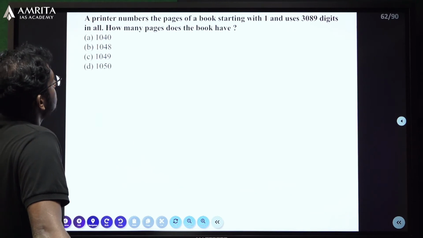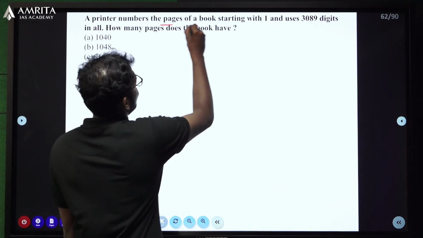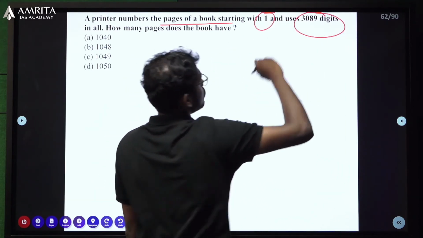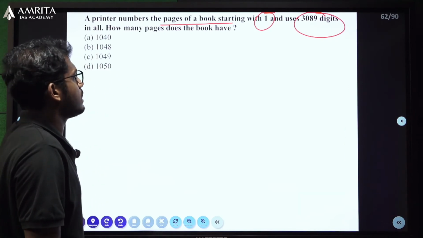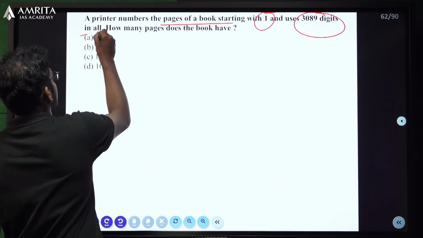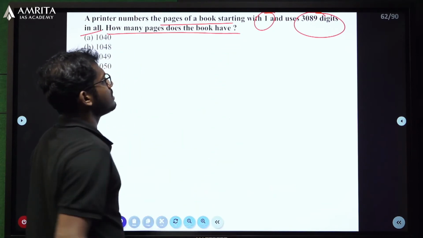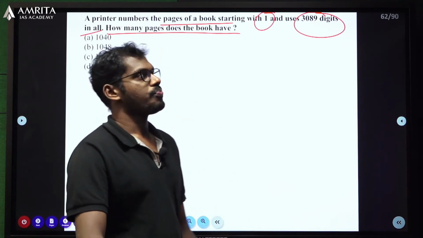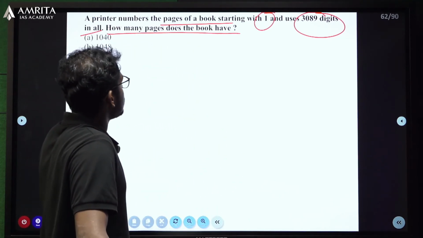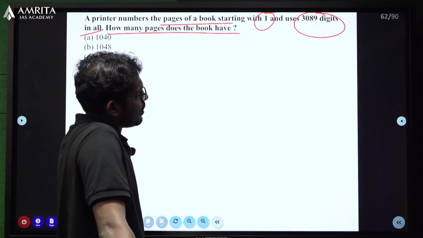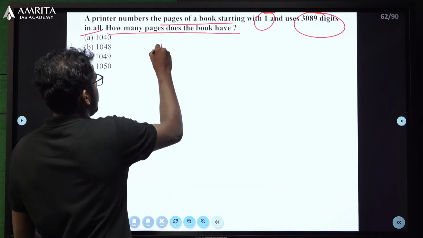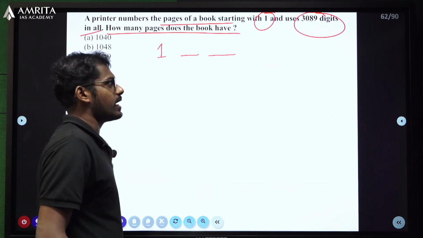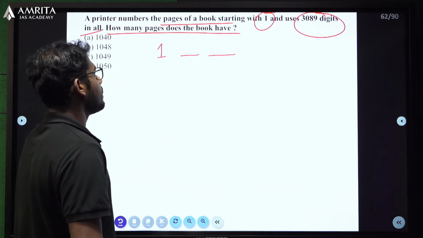A printer numbers the pages of a book starting with 1 and uses 3089 digits in all. How many pages does the book have? Okay. A printer numbers the pages of a book starting with 1, first page, page number 1, and he uses 3089 digits in all. How many pages does the book have?